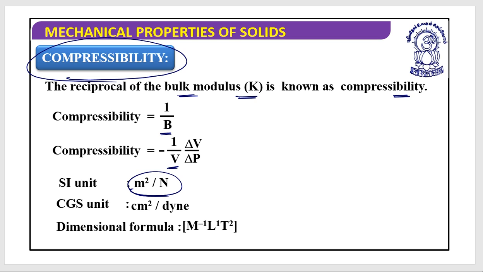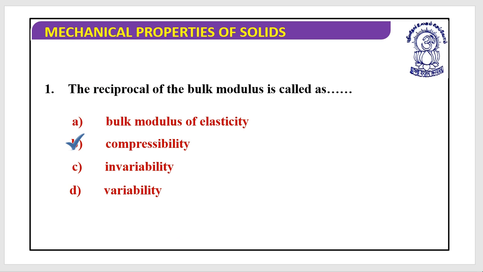SI unit is meter square per Newton, or CGS of that will be centimeter square per dyne, and its dimensional formula is M minus 1 L1 T2. I hope this is clear. Any doubts up till now? No? Let's look at the quick questions. The reciprocal of the bulk modulus is known as, yes, the compressibility.